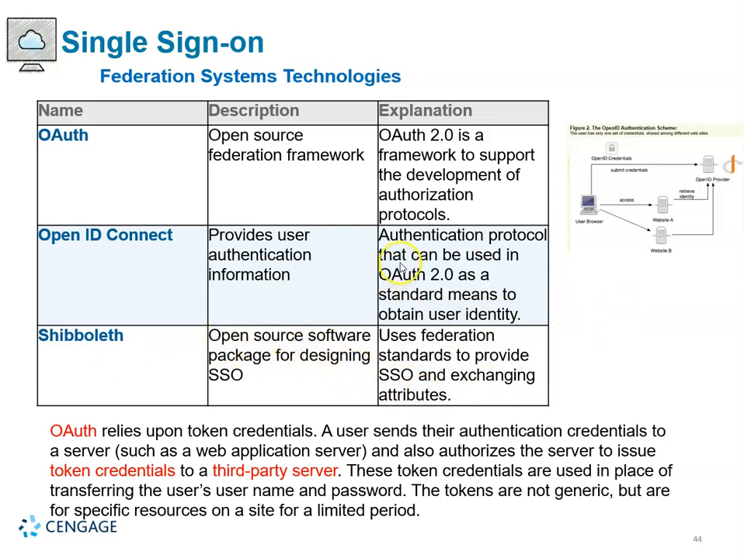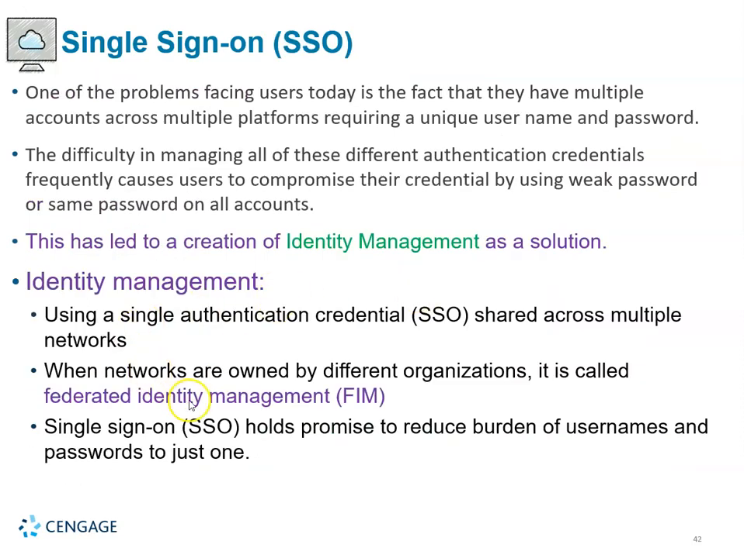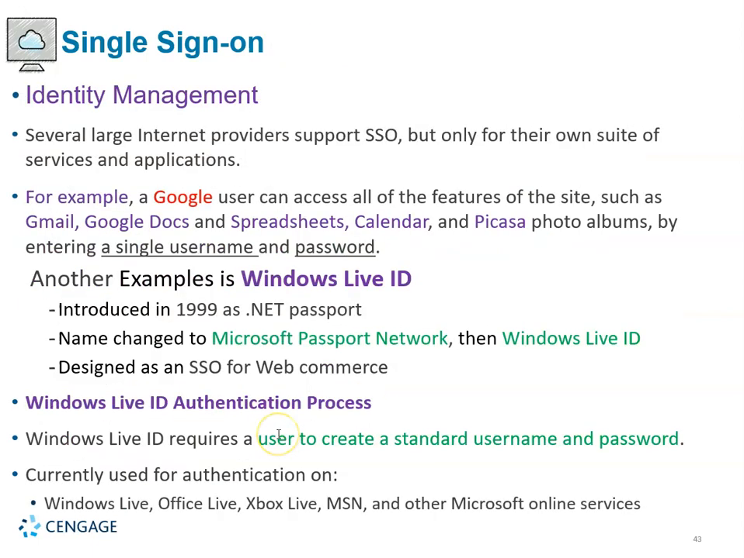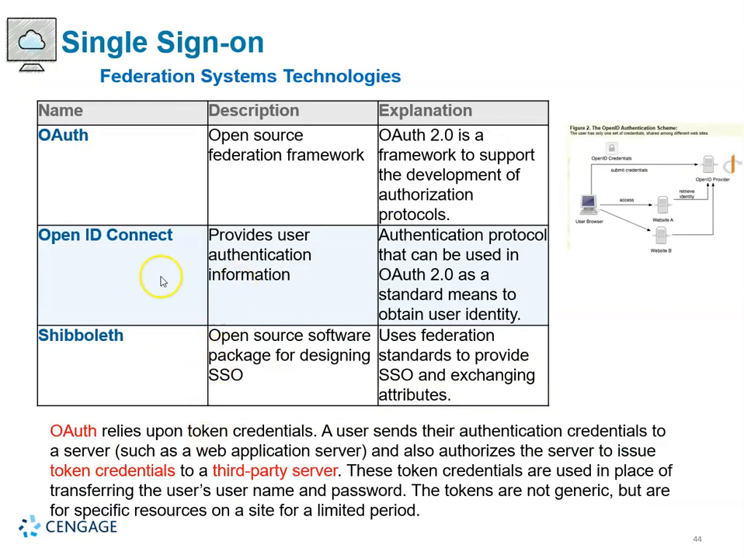So that concludes the second objective, looking at single sign-on. Again, what's important is to understand what single sign-on is, to know what this term means. Federated identity management is about sharing credentials across multiple organizations, and the reason why we have single sign-on. And then, of course, it'd be important to know maybe a few examples of it. So that concludes objective number 2.